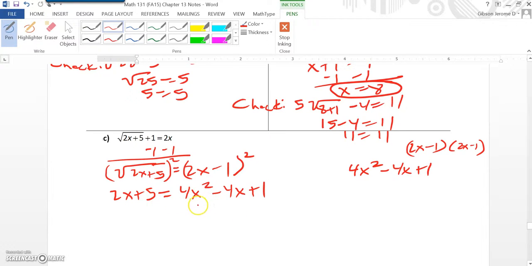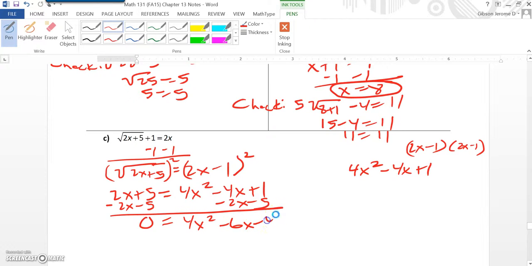Now remember, we want to solve for x here, but this problem is slightly different. So what we could do is we can make this equal 0 by subtracting 2x and subtracting 5 from both sides. So we will have 0 is equal to 4x squared minus 6x minus 4. Now what we would have to do next is use the quadratic formula.